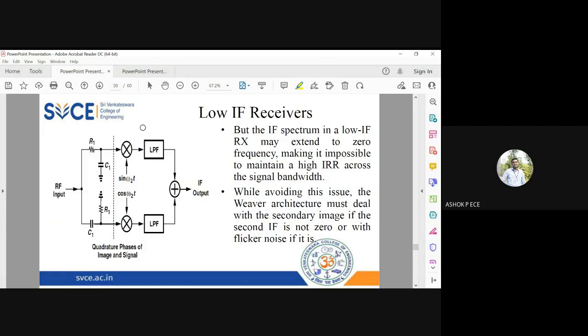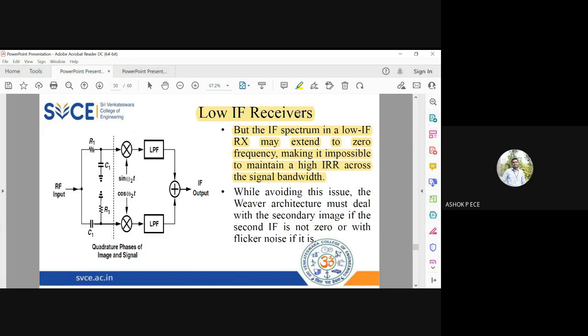Easily. So what I do before mixing directly with my signal, I'm going to pass the signal to a low frequency LPF and HPF, low pass filter and high pass filter. But the IF spectrum in low frequency may extend to zero frequency, making it impossible to achieve a high IRR. All our aim is to achieve a very high rejection ratio so that my signal is effectively free from image.